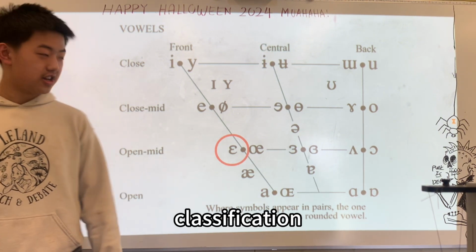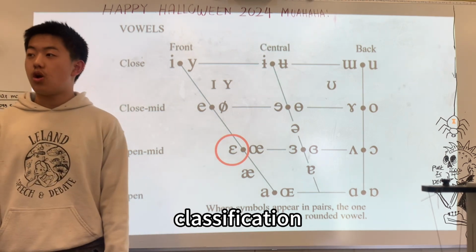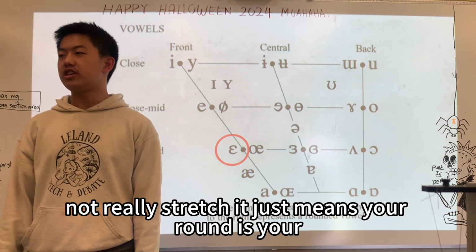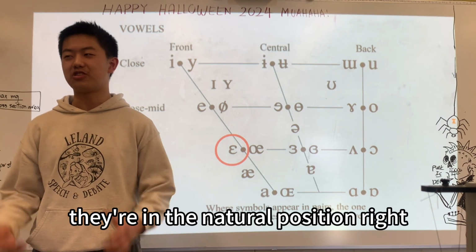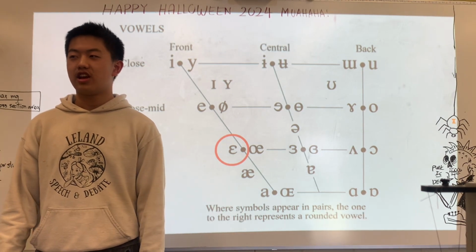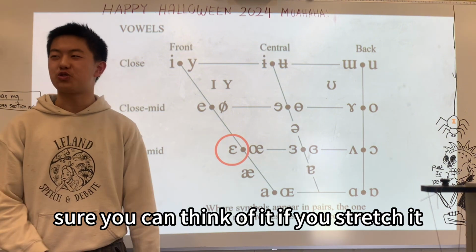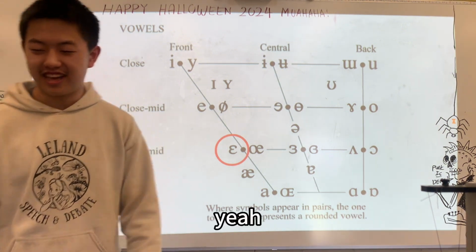Unrounded means stretching your mouth, but rounded is not really stretched. It just means your lips are not in the shape of a circle. They're in the natural position, right? So stretch, basically. Yeah, you can think of it that way. If you stretch it, it's going to be even more so.